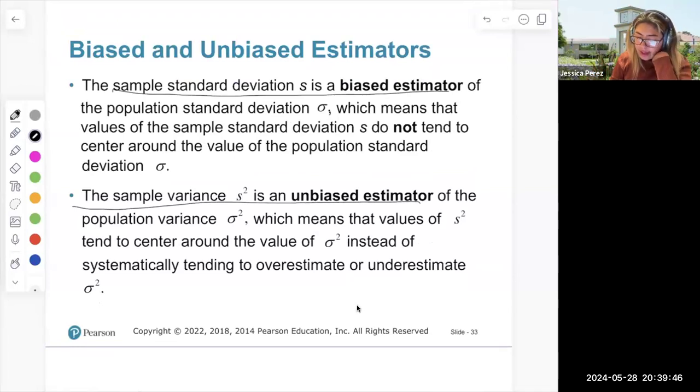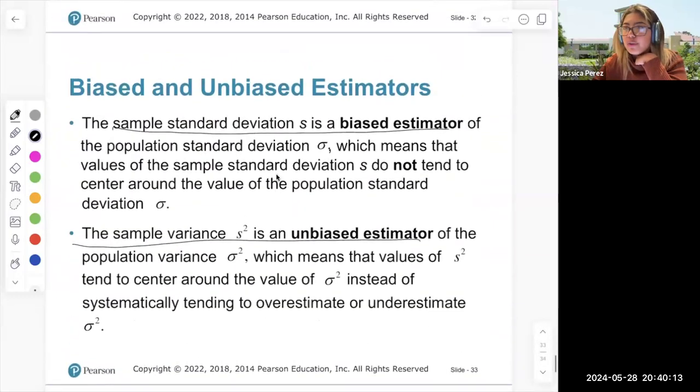So instead of systematically tending to underestimate or overestimate. So what are we getting out of this? That the sample standard deviation is biased, so it's not a really good estimator because it's biased. Whereas variance is an unbiased estimator, which allows us to have more accurate results. So biased versus unbiased. And that is the end of section 3.2.